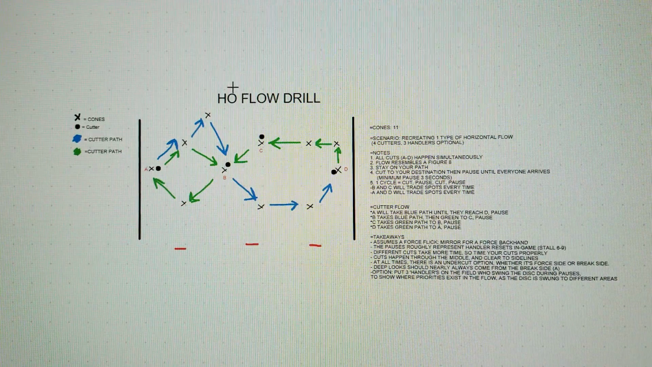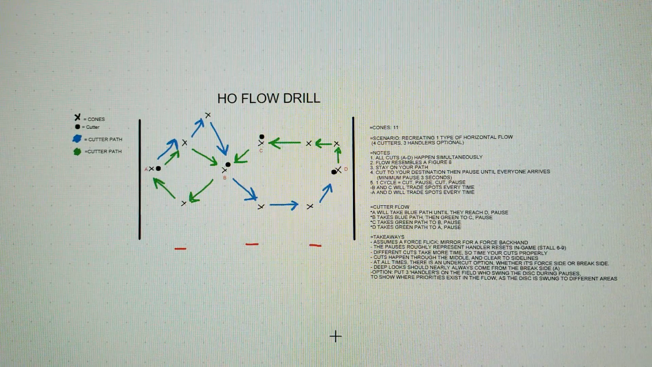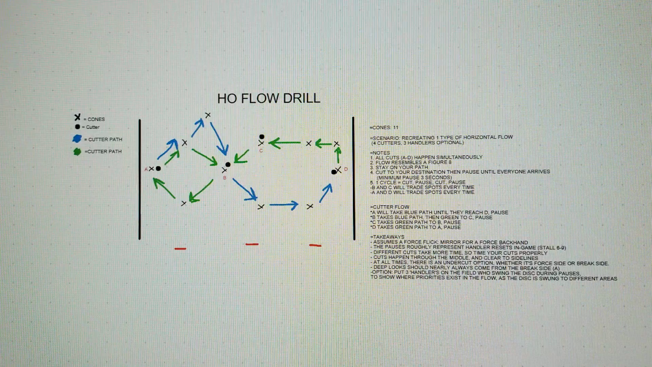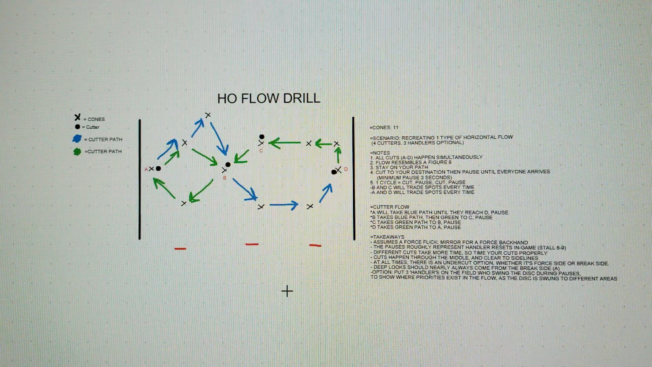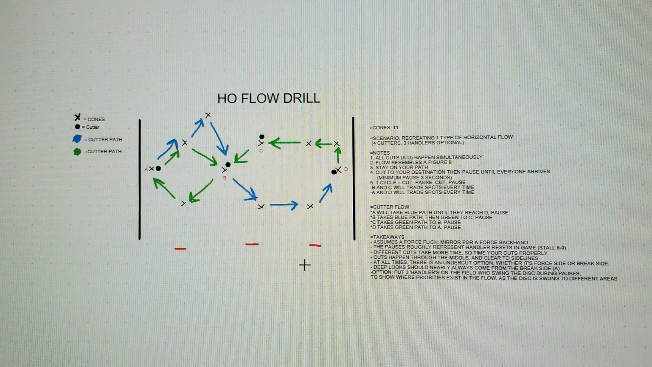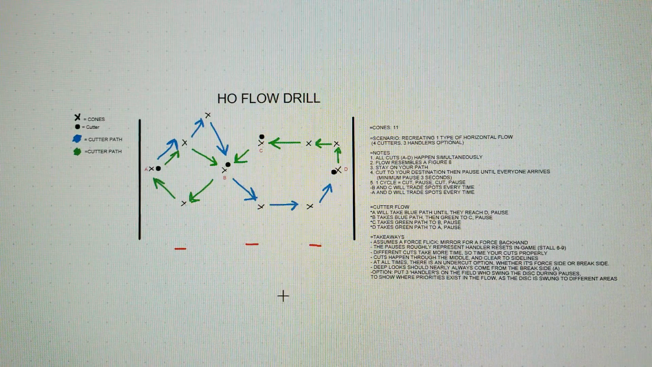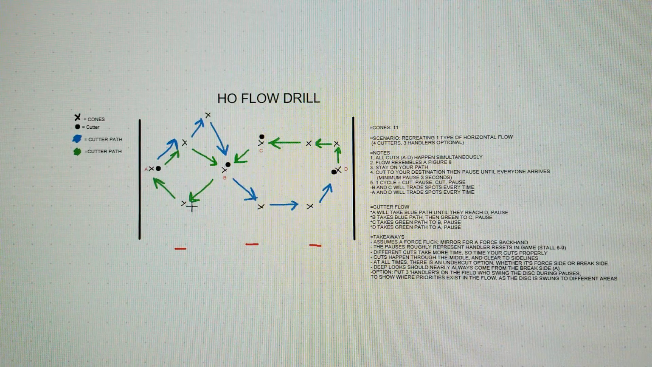Okay, here we go. This is the hoe flow drill. It looks like a lot, and it is a lot, but that's what horizontal flow is. But we're going to break it down, and it ends up being really simple. So right off the bat, we got 11 cones. That's what these X's are, different spots you'll make cuts to.